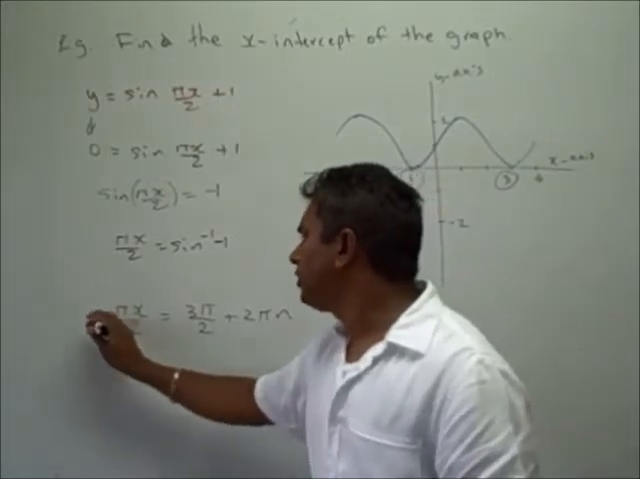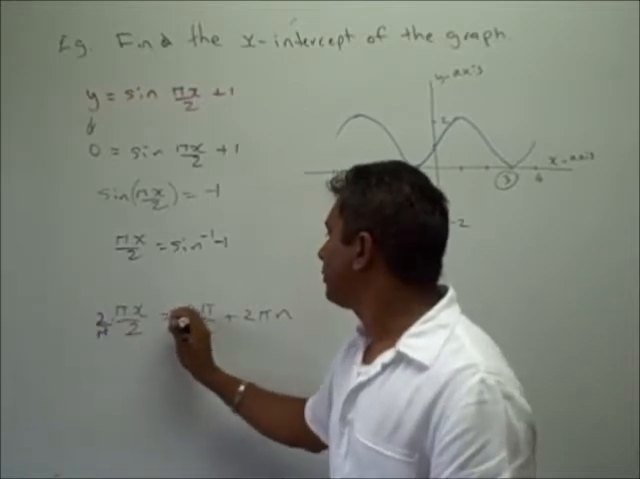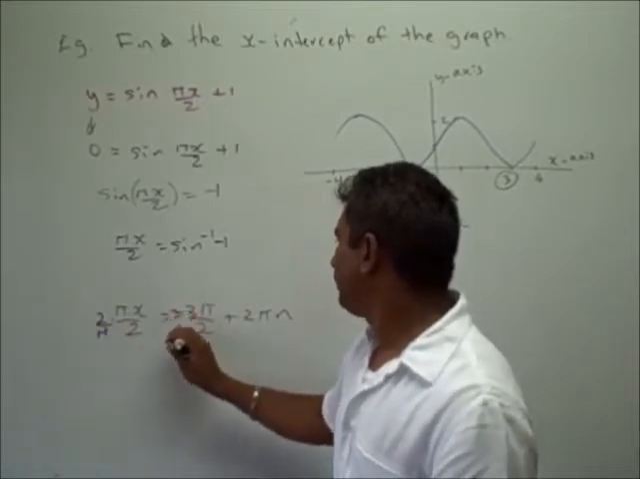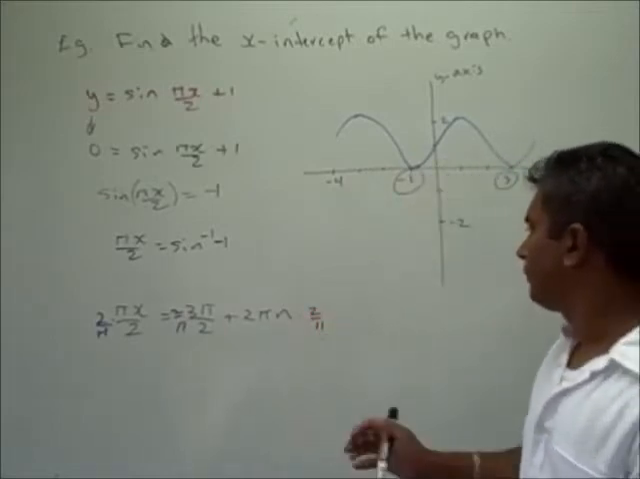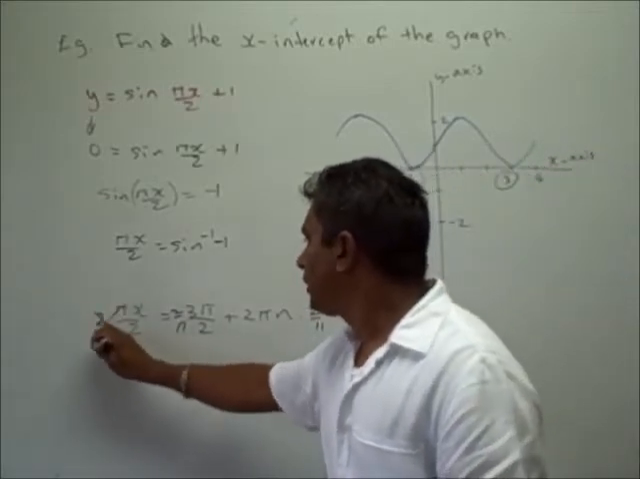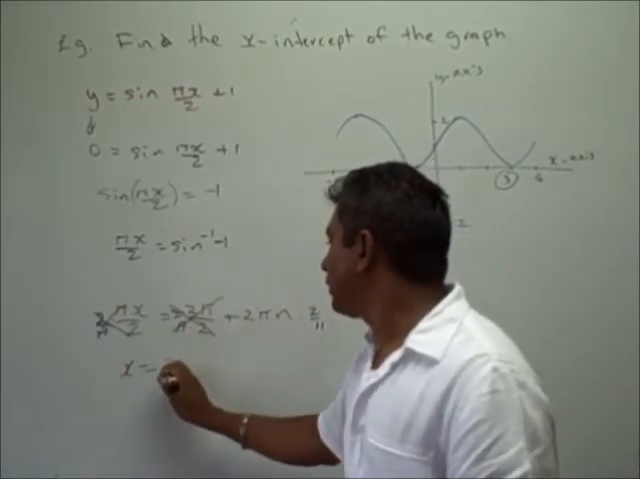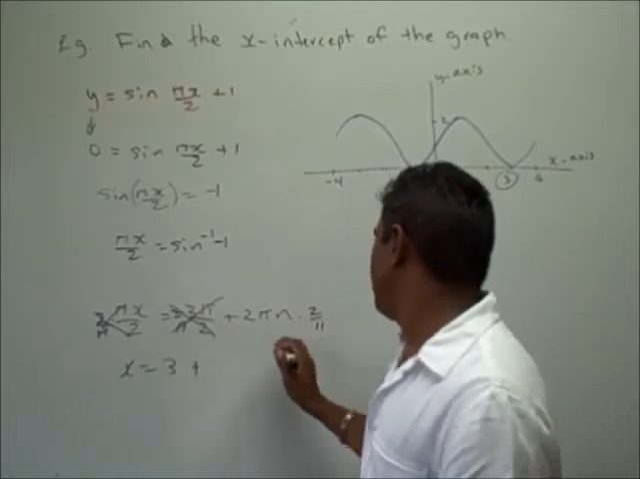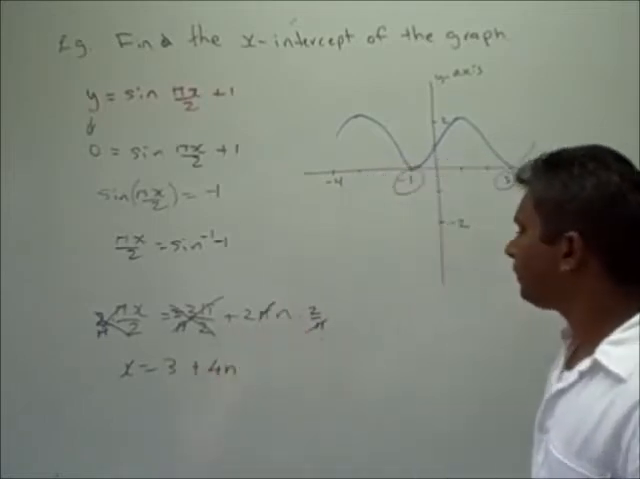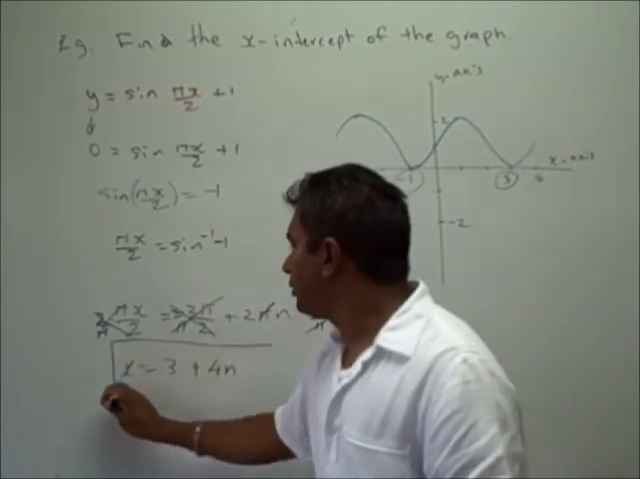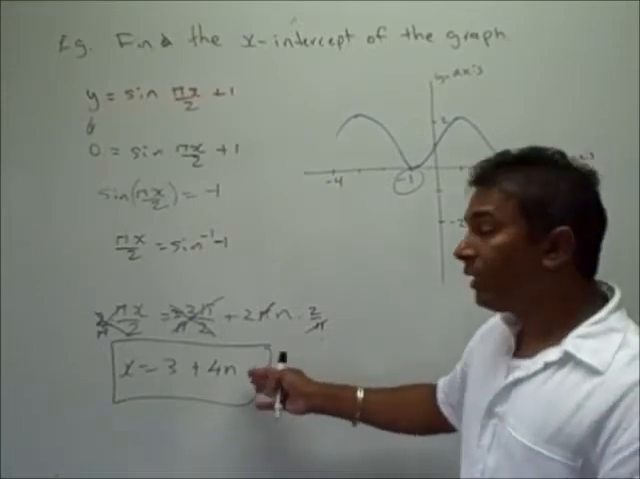We're still trying to solve for x. So if we multiply both sides by 2 over pi, our 2's cancel, 3 cancels, so we are left with x is equal to 3 plus, pi's cancel, 4n. So here's our general solution for the x-intercepts, where n once again is an integer.